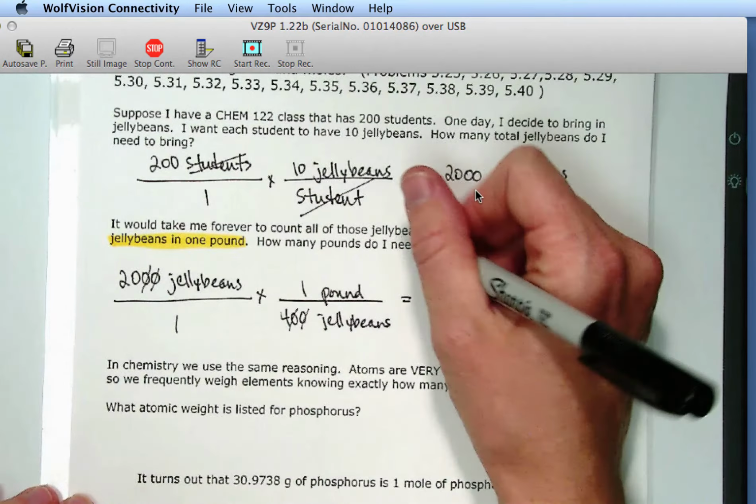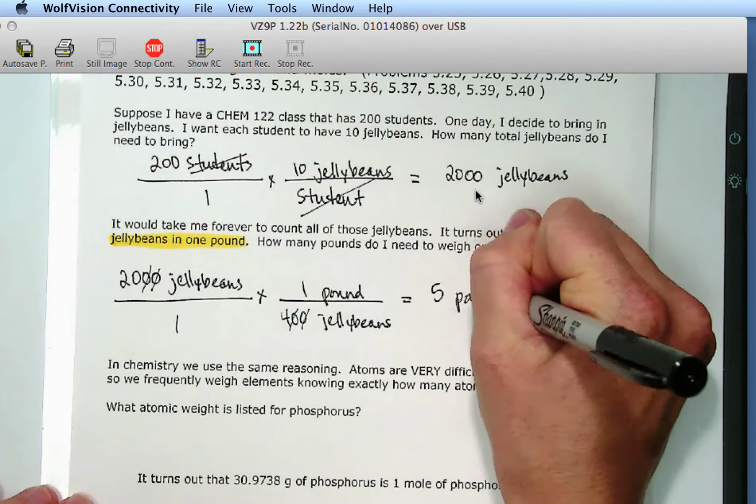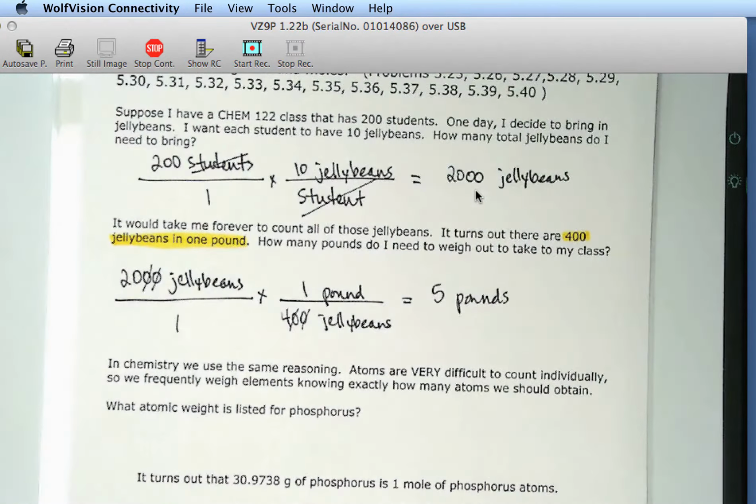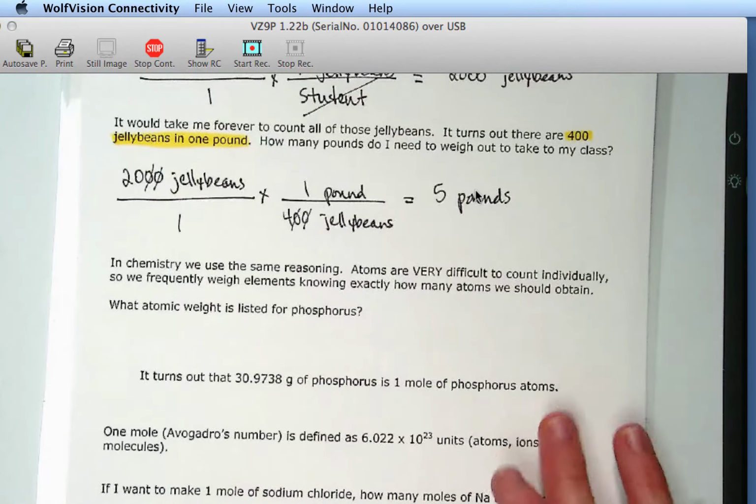So it would be 5 pounds of jelly beans. If I weighed out 5 pounds, then I know that I have enough for each student to have 10 jelly beans. So we use the same reasoning in chemistry.